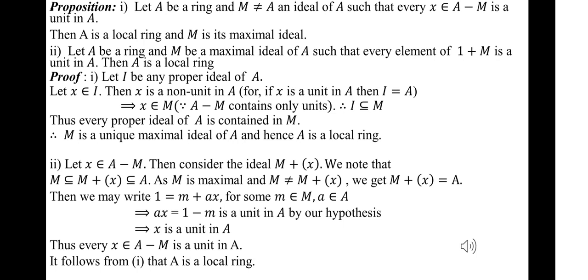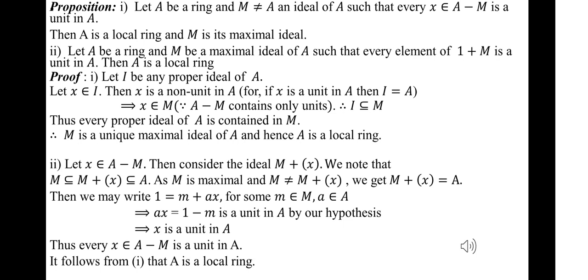And since x is a non-unit, it cannot be in A minus M, because our hypothesis says that A minus M contains only units. So x is not in A minus M, or equivalently x belongs to M. Thus we have shown that every element of I belongs to M, or equivalently I is contained in M. Thus every proper ideal of A is always contained in M, which says that M is the only maximal ideal of A. Thus we have proved A is a local ring having M as its maximal ideal.